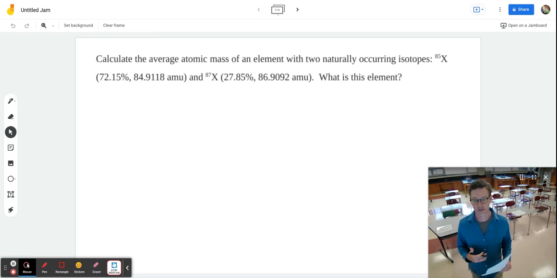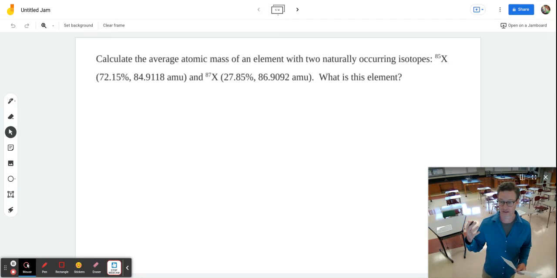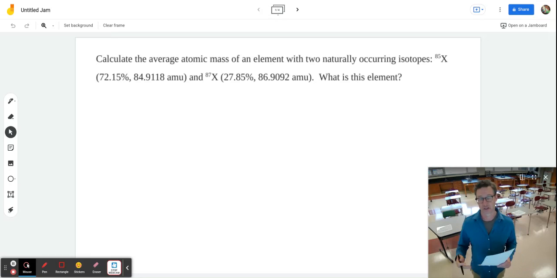There's variations in terms of specific questions I could ask you once you have the information, or different ways I can present the information so that you sort of have to solve for different things. But they all use the same equation, which is that the average atomic mass is the mass of each isotope times its percentage, and then you add those results together to find the average.